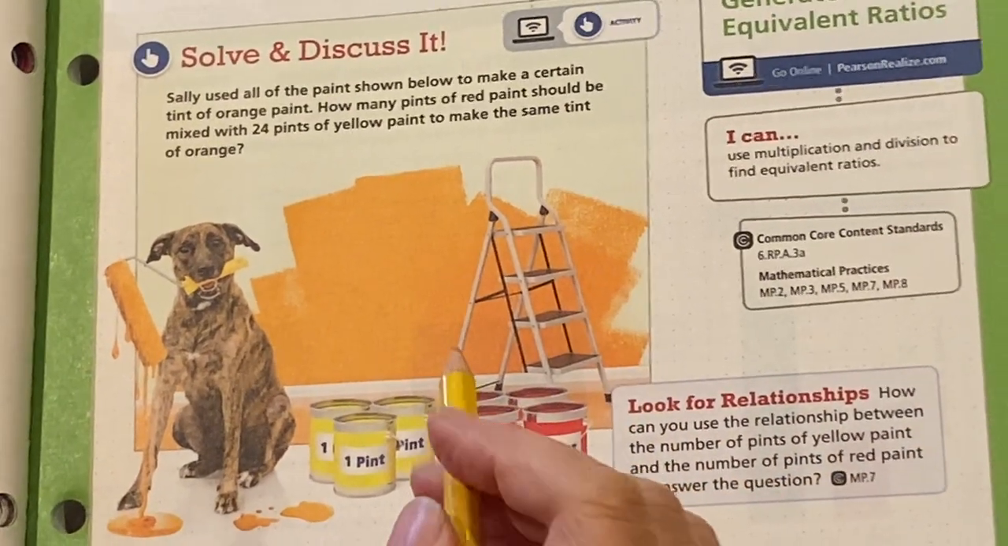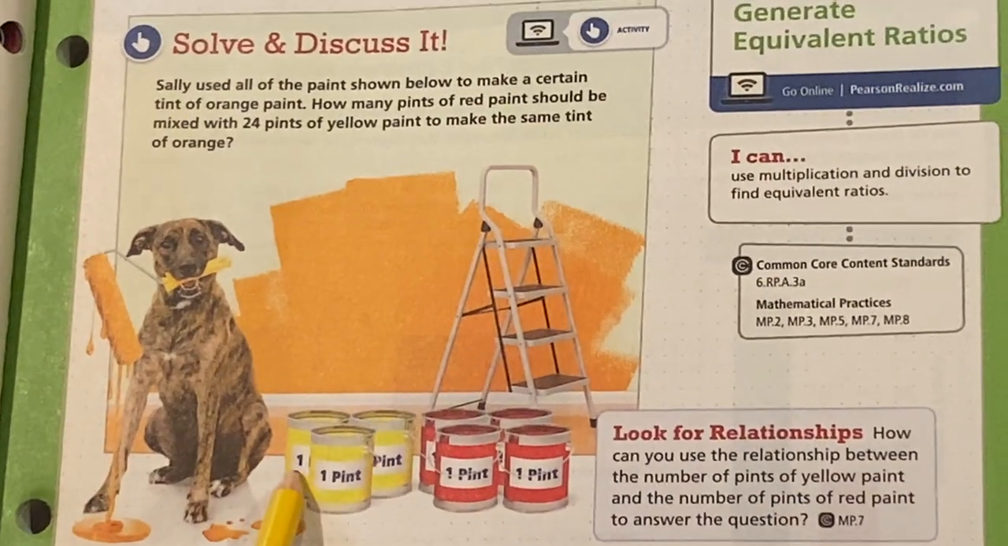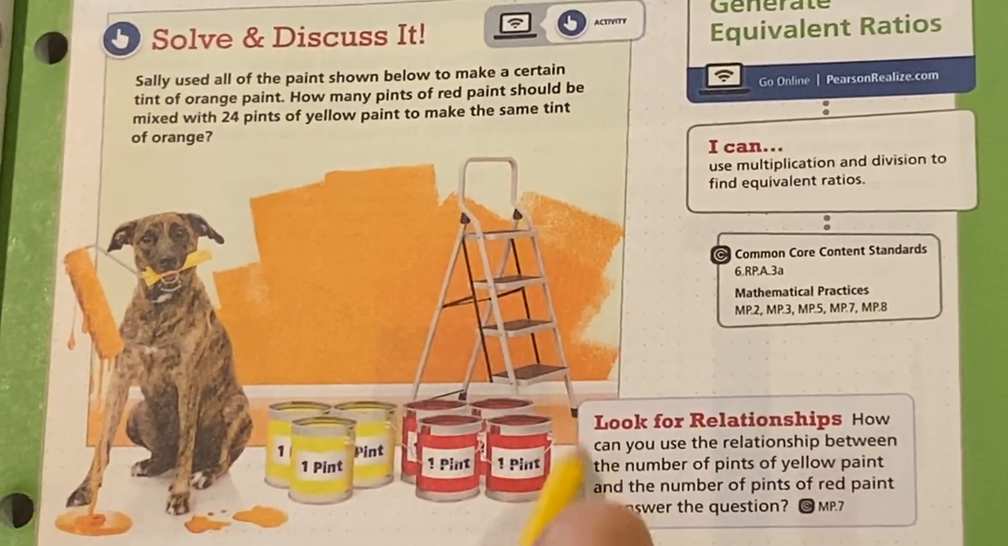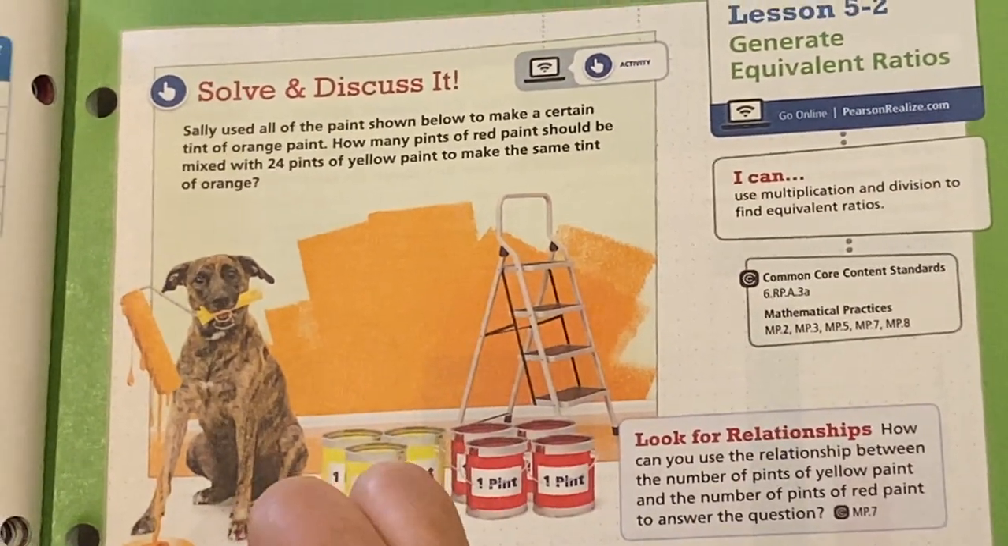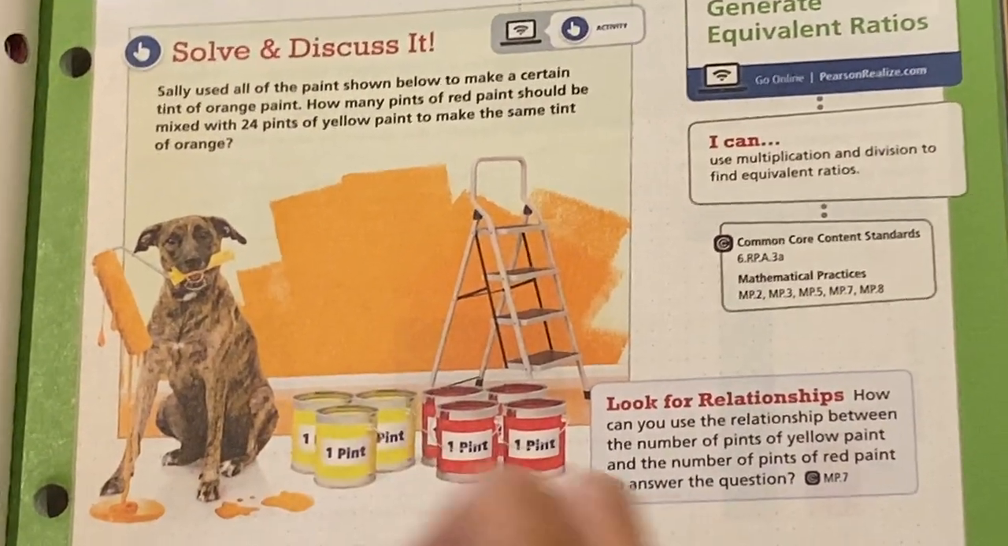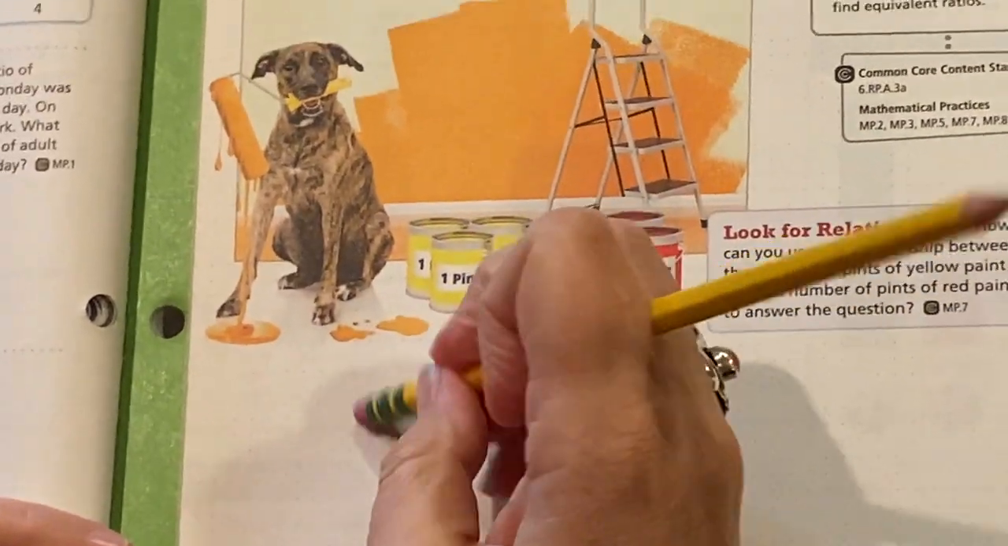Okay, let's see here. So what we can see from the picture is that there are 3 pints of yellow paint and 4 pints of orange paint. So what I'm going to do is say, okay, well, my original ratio here is 3 to 4.